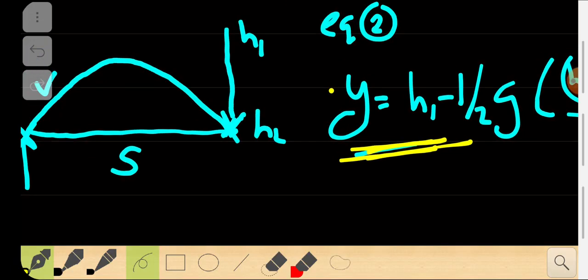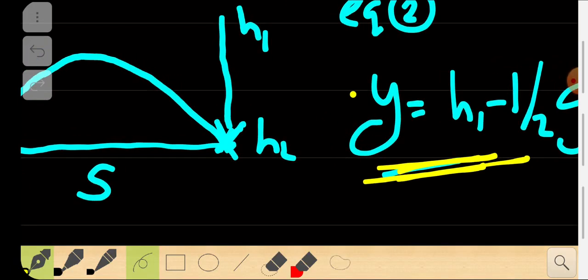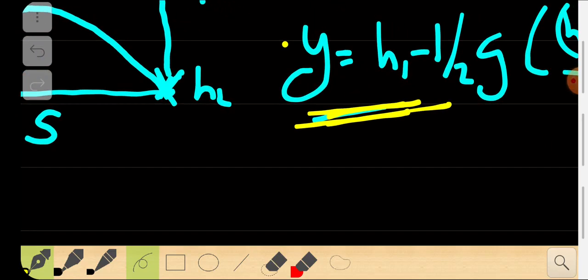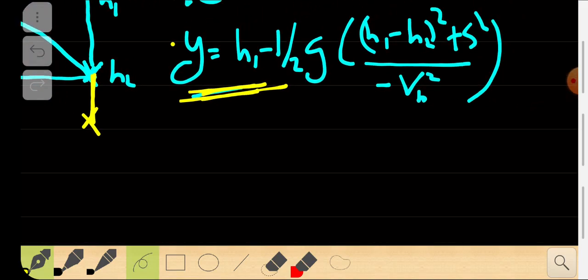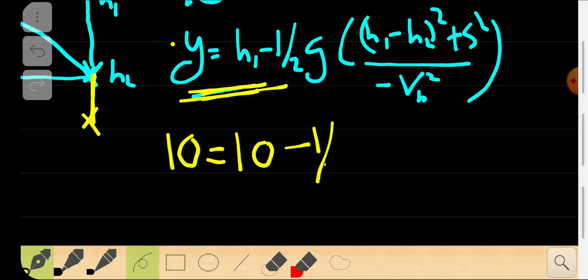Okay, so anyways, the distance that has to be traveled must be h1 minus h2. If it is supposed to be on the ground, then this distance will be 10 meters for us, right? The ball is 10 meters above the ground, so y must be equal to 10, and it must be equal to h1, which is 10 minus half g, where g is 9.8 meters per second squared.